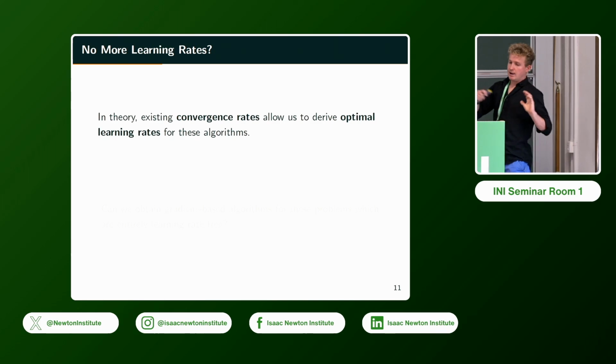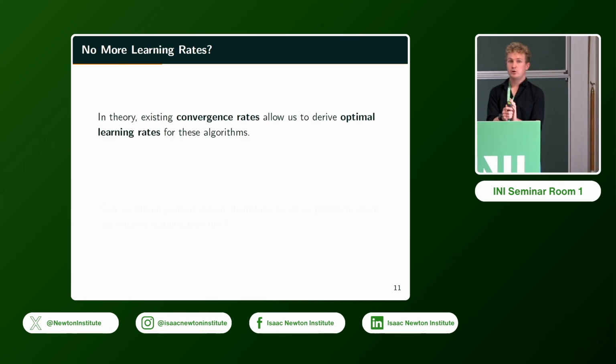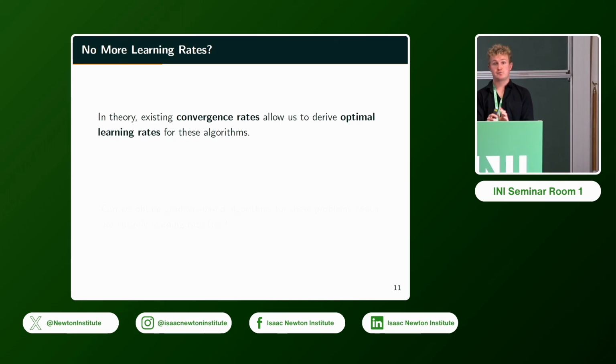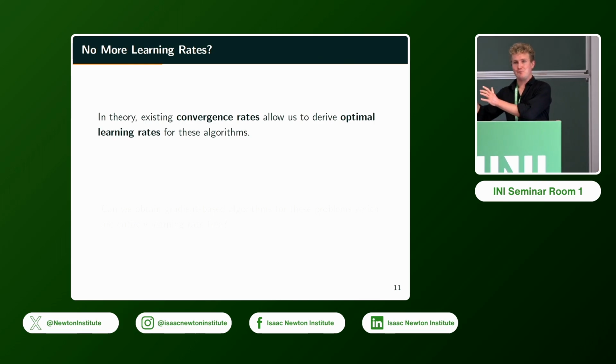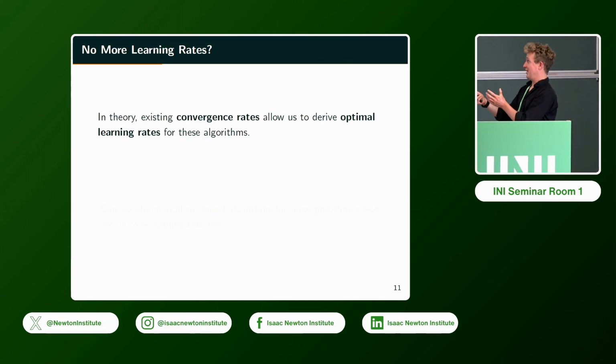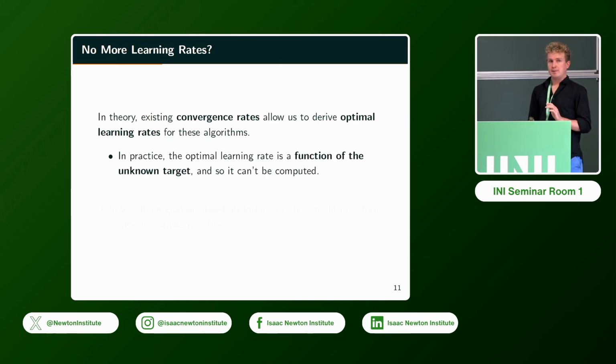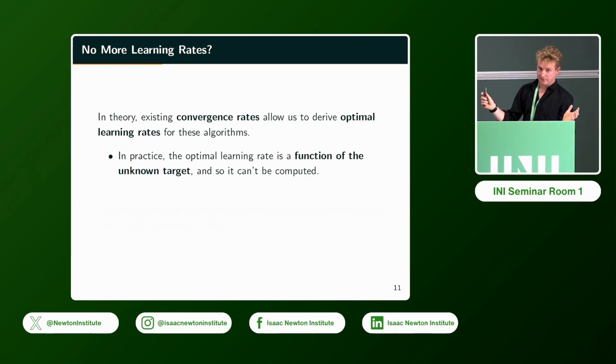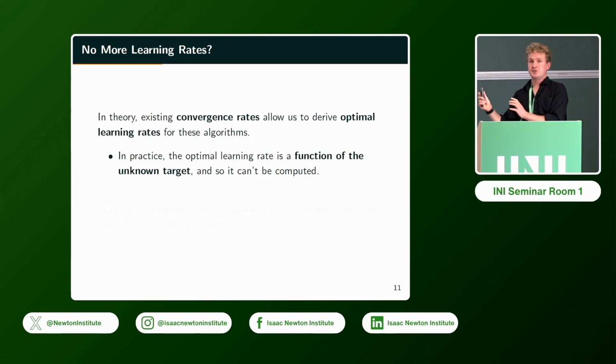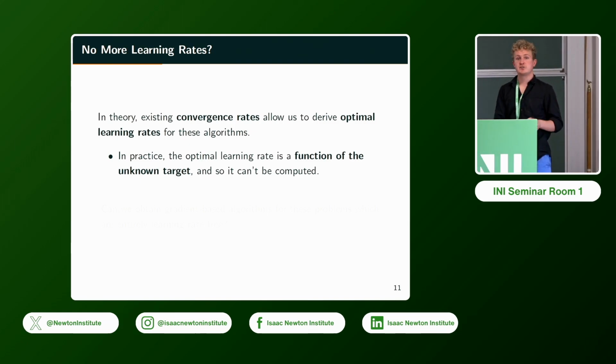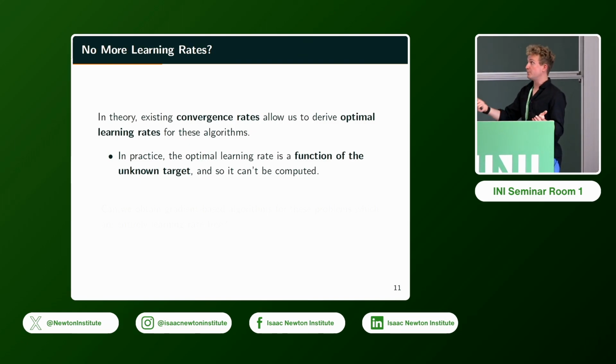Okay, so how can we tackle this problem? Well, in theory, you can derive non-asymptotic convergence rates for a lot of these algorithms, and by minimizing those convergence rates with respect to the step size parameter, you can in theory find some kind of optimal step size or learning rate for these algorithms. Okay, so what's the problem with that? Well, in practice, typically these convergence results depend on quantities such as the Wasserstein distance between the initial measure and the target measure. And that's something which you can't compute in practice, and so you can't actually compute this optimal learning rate.